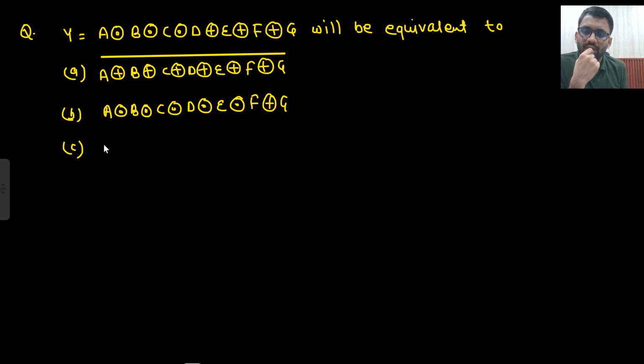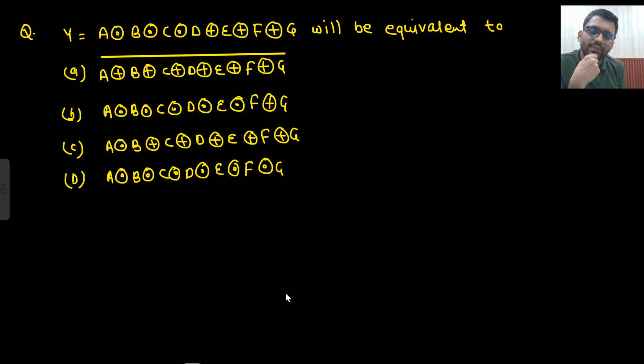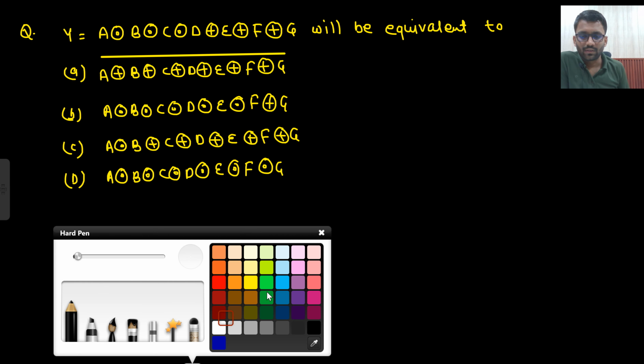C option, what can I write? A XOR B, C, D, E, F and G. And D option I am writing A XOR B XOR C XOR D XOR E XOR F and XOR G. All these are XOR only. So which of these options are correct? What do you think? Which is your correct answer?